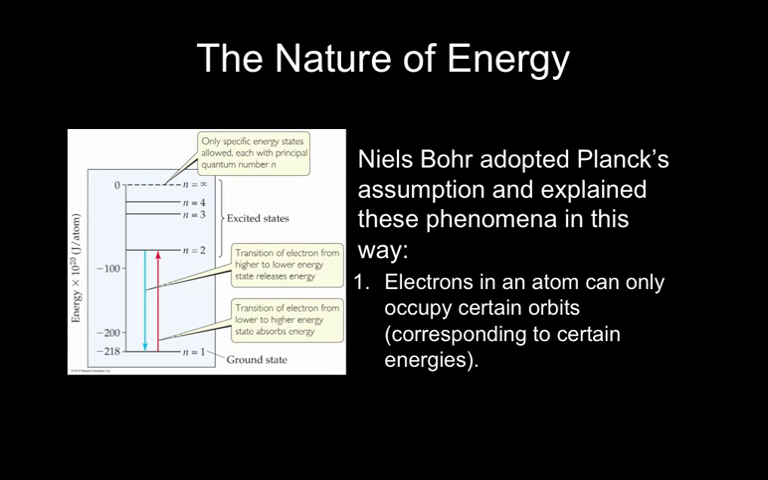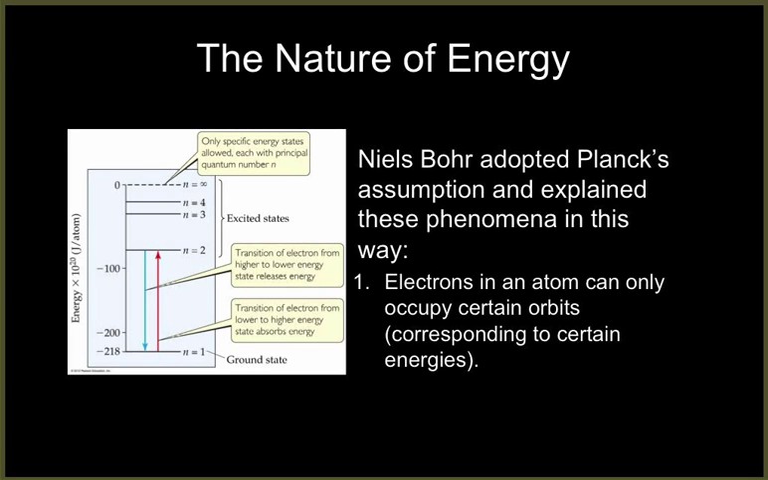So Bohr adopted Planck's assumption, and he tried to explain it this way, which is what that activity we did in class kind of proved. The electrons in an atom can only occupy certain orbits that correspond to certain energies. On this drawing, think of the nucleus as down here, and then this would be the first energy level, this is the second energy level, the third energy level, and so on. The electrons can only exist in these energy levels. For them to get from one level to another, they have to either release energy or absorb energy.